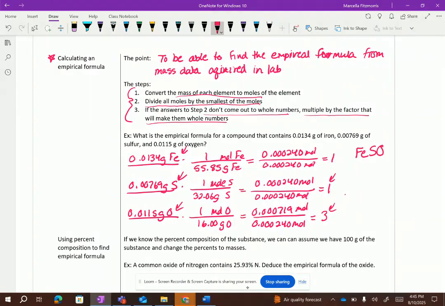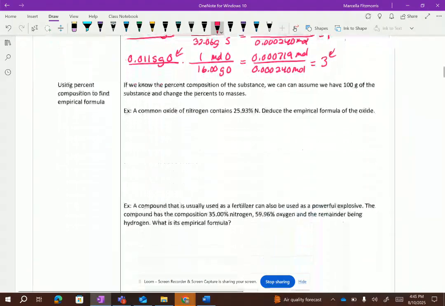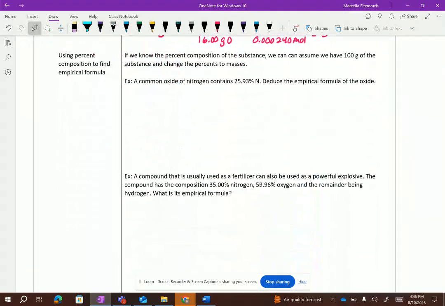Now this one is a little different. If we have percentages, the easiest way to deal with percentages to get them to grams is to assume we have 100 grams of the substance. And we can do that because these ratios are the same whether we have 5 grams, 10 grams, or 20 grams. The percentages are the same for a pure substance. So if we say we have 100 grams, then 25.93% is 25.93 grams. Easy way to get to grams.